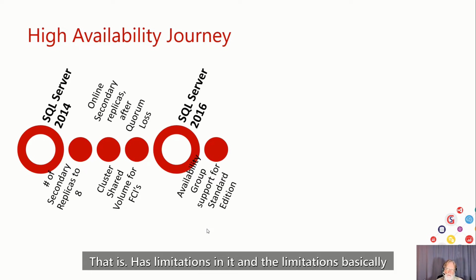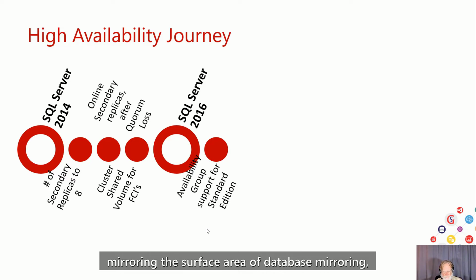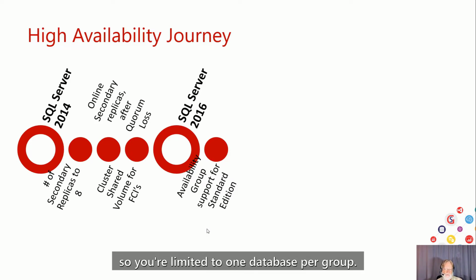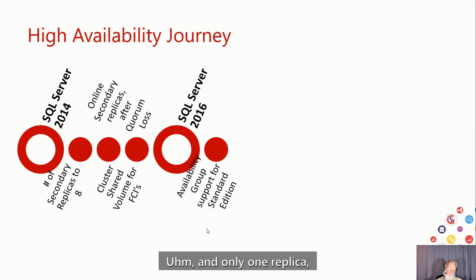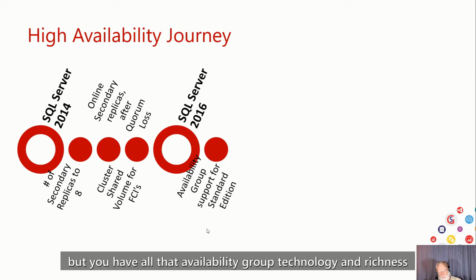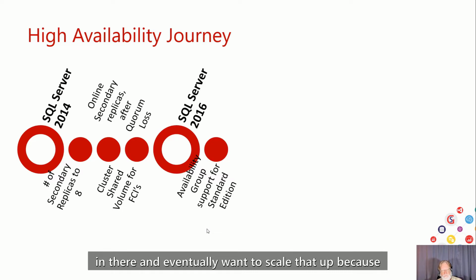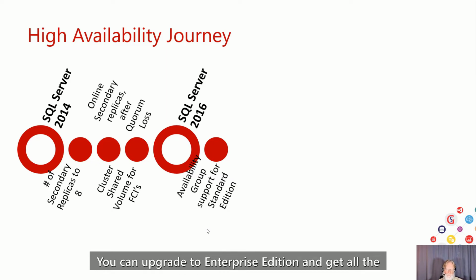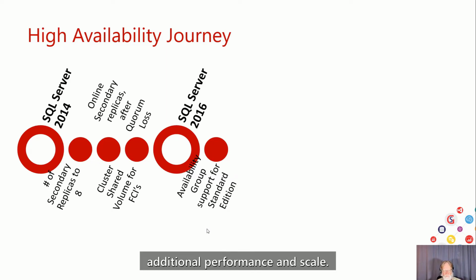that has limitations in it, and the limitations basically mirror the surface area of database mirroring. So you're limited to one database per group, and only one secondary replica, so a primary and a secondary. So it's 2 nodes. It's a very simplistic way to have availability group support, but you have all that availability group technology and richness in there. And if you eventually want to scale that up because you've gotten past the prototype stage, you can upgrade to Enterprise Edition and get all the additional performance and scale.